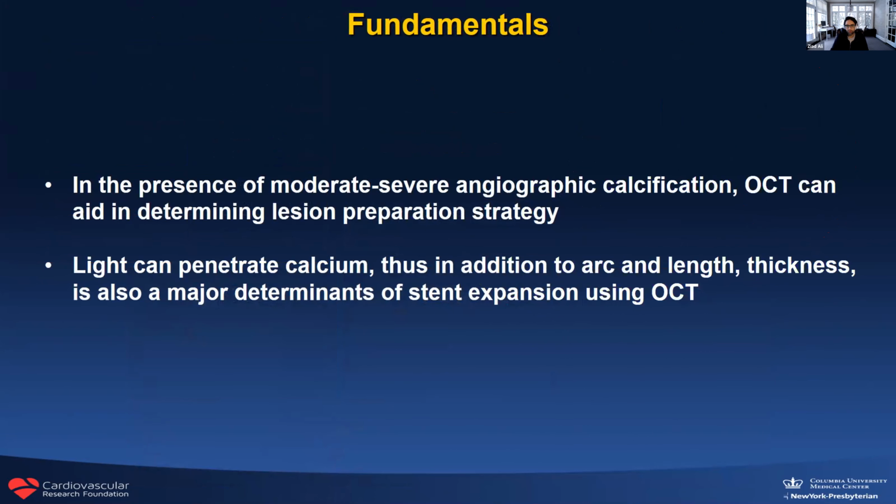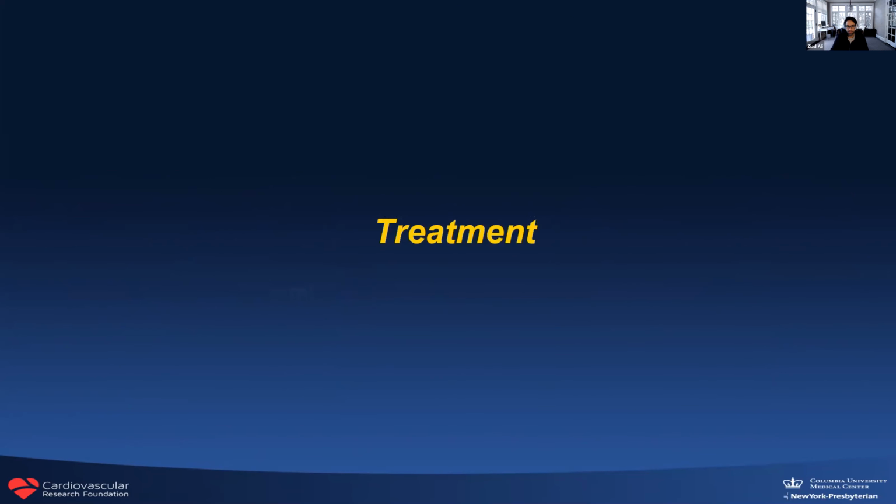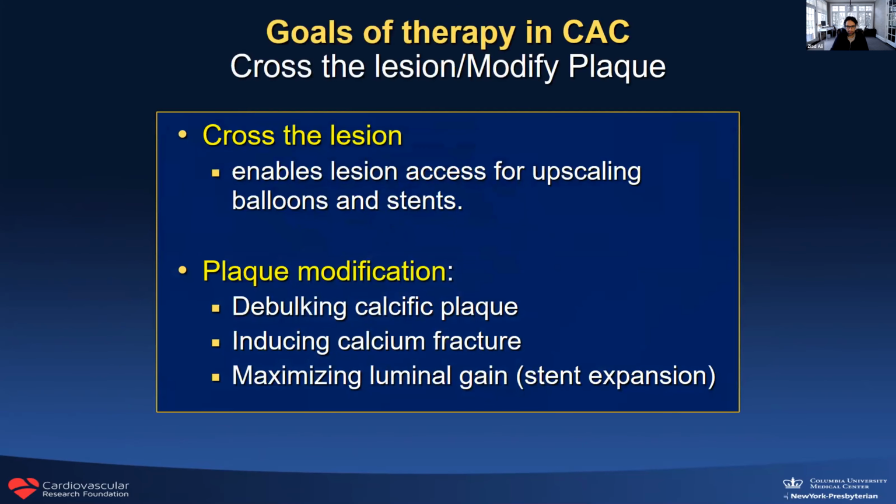So in the presence of moderate to severe angiographic calcification, OCT can aid in determining lesion preparation strategy. Of course, light can penetrate through calcium, so in addition to arc and length, thickness is also a major determinant of stent expansion by OCT. So let's next talk about treatment.